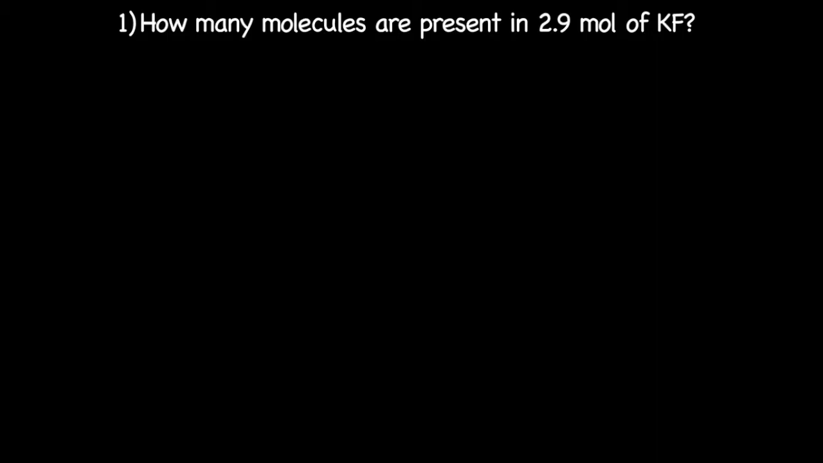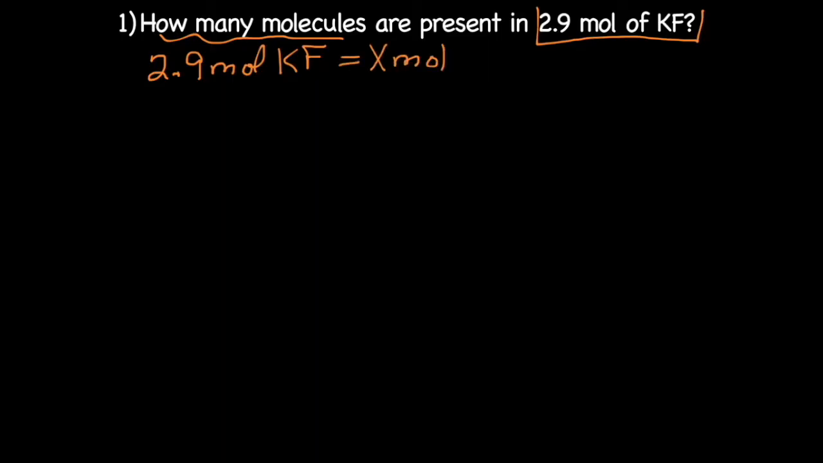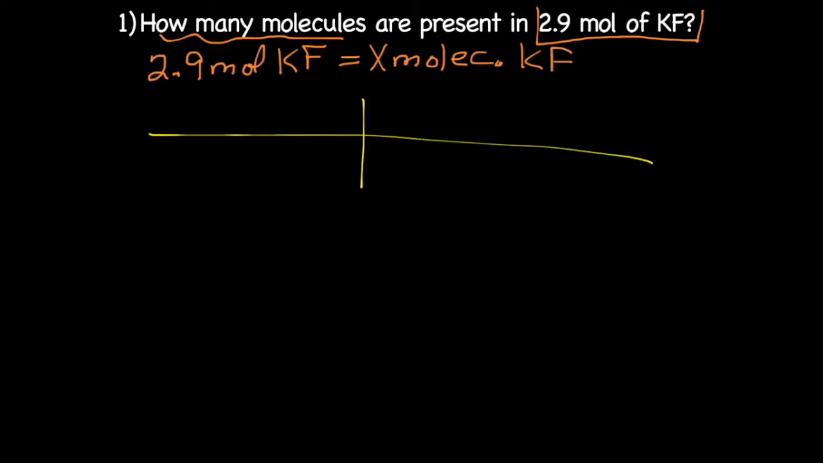All right, so the first step is to turn this into a math problem. And what I know is that I have 2.9 moles of KF, and what I'm trying to find out is how many molecules that is. So as a math problem, I'm going to have 2.9 mole KF equals X molecules of KF. Okay. Second step is to write the grid and put our known in the grid, which is 2.9 mole KF over 1.